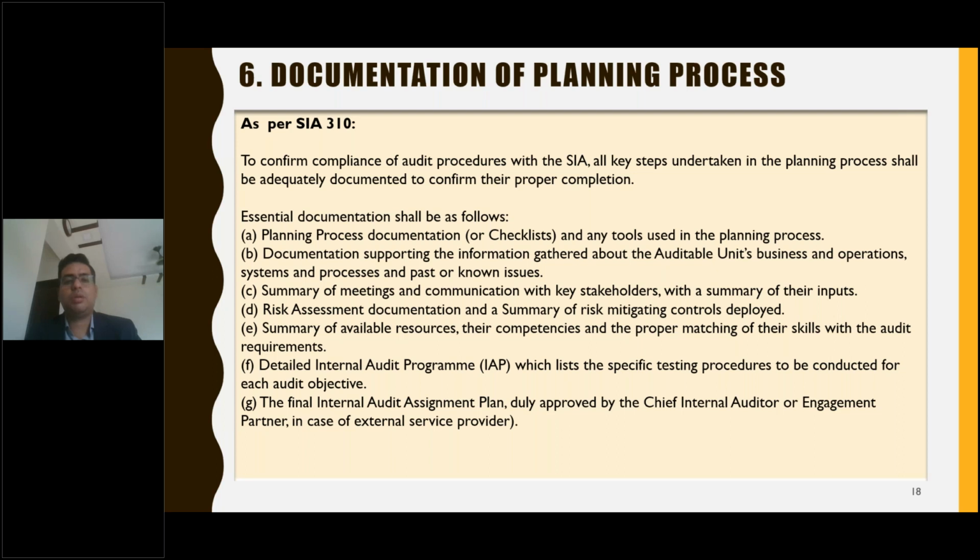Then you have to document the supporting information gathered about auditable units, business and operation system process, and past or known issues. So as we have discussed, you can add information like the annual report of the client, past year internal audit report, and other information which you have gathered. You can make this part of your audit documentation of the planning process. When you gather all this information, it can form part of your audit planning.